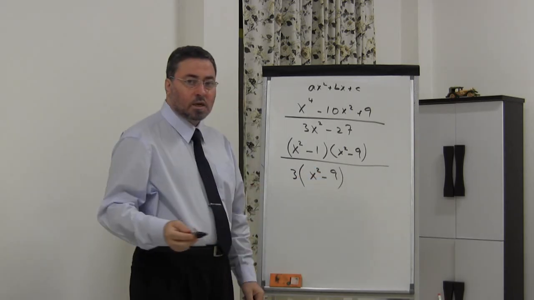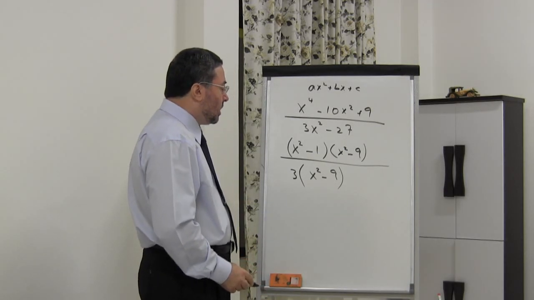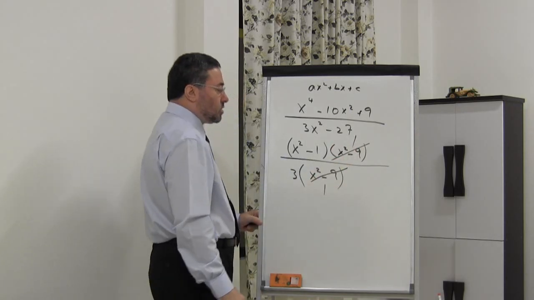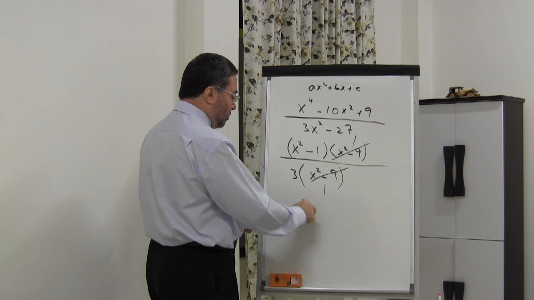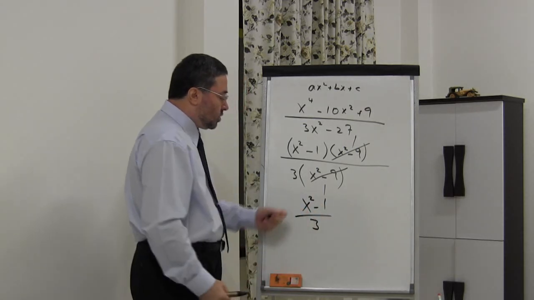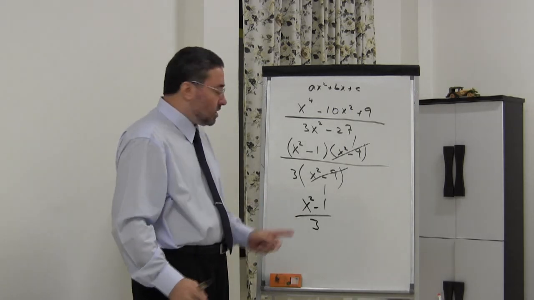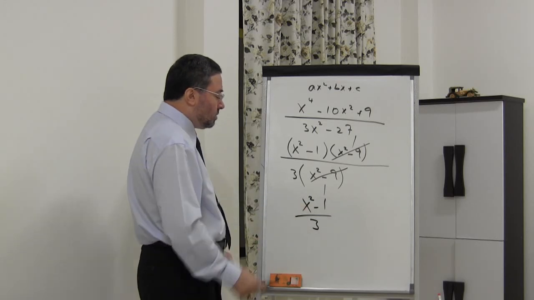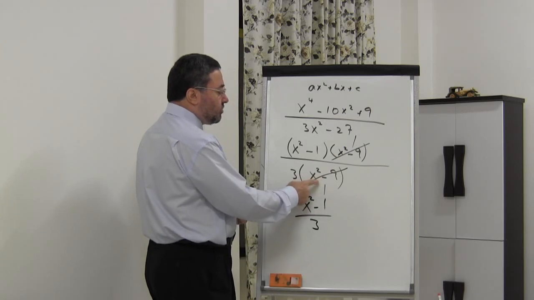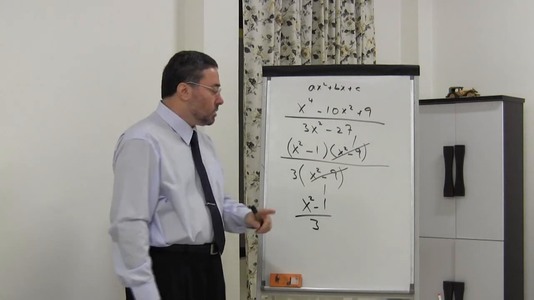Here, since we are not concerned about what values make this undefined, we can go ahead and cut by x squared minus 9, and we are left with x squared minus 1 over 3. And that will be the answer. We do not need to factor this. But if you want to factor it, that's x plus 1 into x minus 1, because this is the difference of 2 squares. Similarly, this is the difference of 2 squares, and can be factored as x minus 3 into x plus 3.